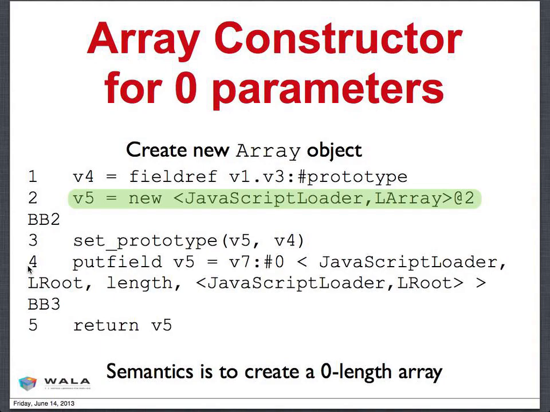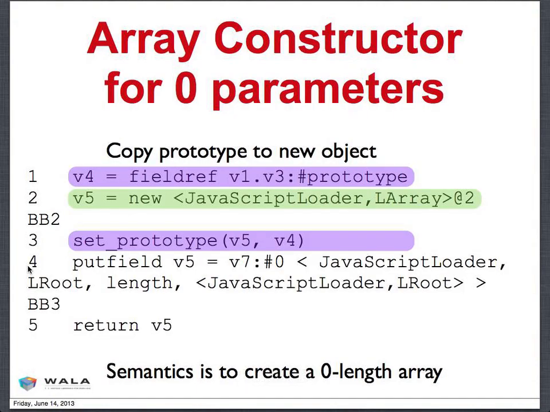So the first one is when somebody calls array with 0 arguments. What that actually means, the semantics, is to create a 0-length array, which kind of makes sense. It's one of the cases that seems to make sense. So what do we do? The first thing is we create a new array object here, and we copy the prototype to the new object. Remember, we create a new object, and the semantics tell you to make a copy, and you set up the prototype pointer.